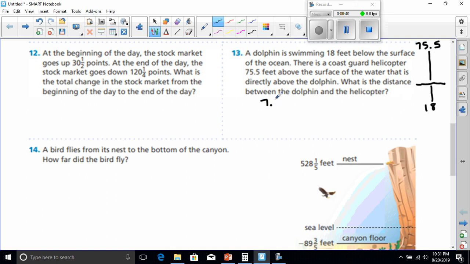Well, 75.5 plus 18, and that's 5. This would be our decimal. 3 will be carrying 1, but you make that 93.5. And we're talking feet, so let's put our unit of measure there. 93.5 feet. That's the distance, 93.5 feet.